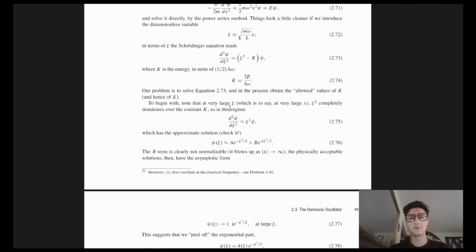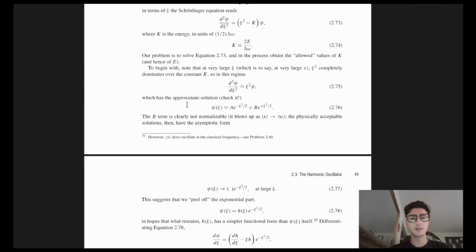To begin with, note that at very large xi, which is to say at very large x, I'll just call this thing xi. I might mix it up a little, xi, epsilon, whatever. xi squared completely dominates over the constant K. So in this regime, you can approximate this equation as this one here. So what they're saying is, let's look very, very far where xi is very big. If xi is very big, a very big number minus a regular size number is basically just that very big number. So you can completely neglect this minus K, and that's what they're doing here. It's an approximation, that's why they have this approximate equal sign, which has the approximate solution.